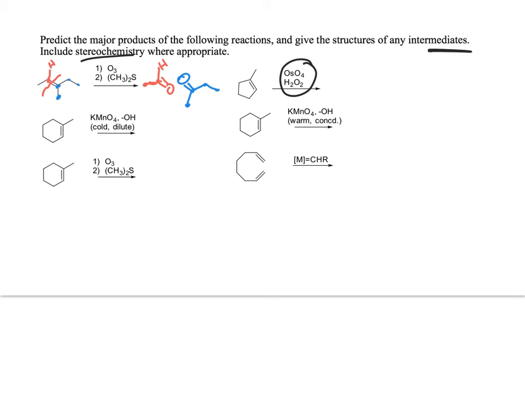So there's the products. Osmium tetroxide and hydrogen peroxide is going to give you a diol. So, and it's going to be on the same side. So you can just draw your diol on the same side. You can use dashes or wedges.